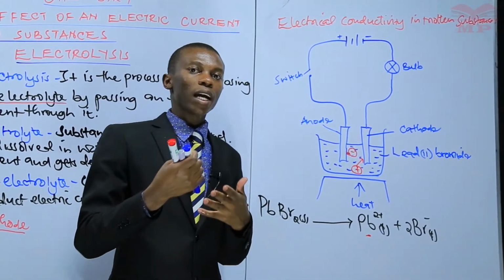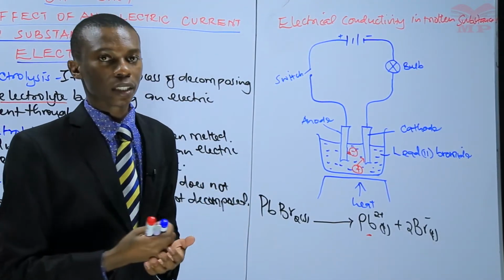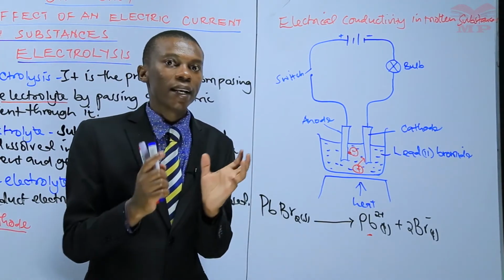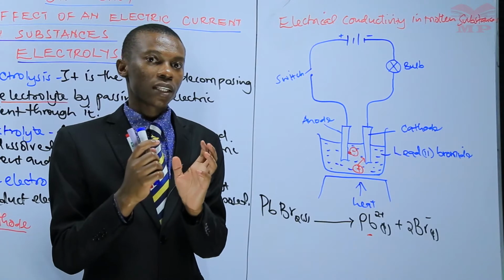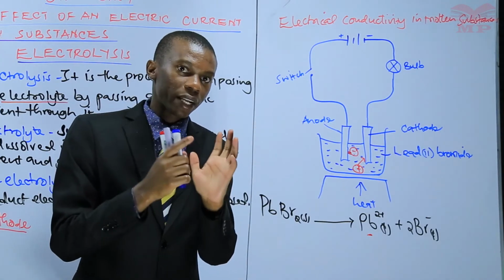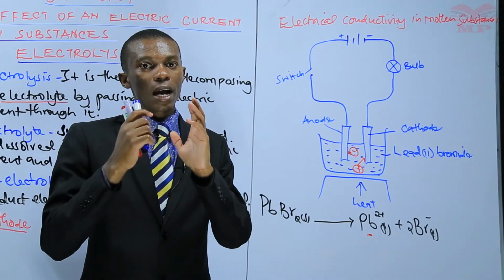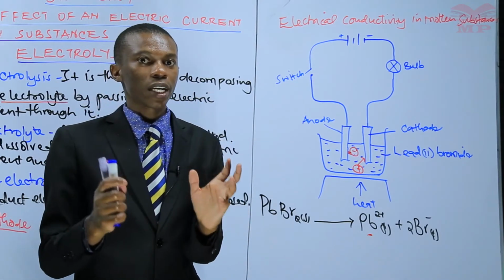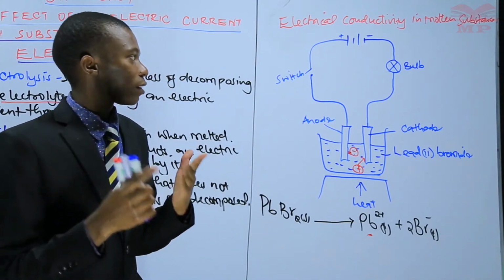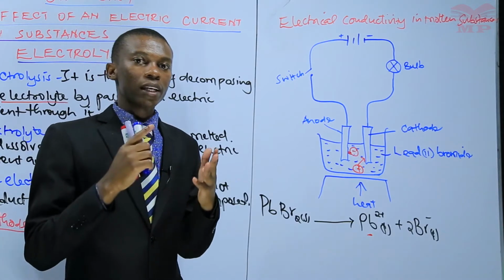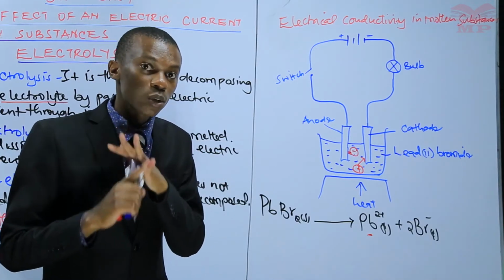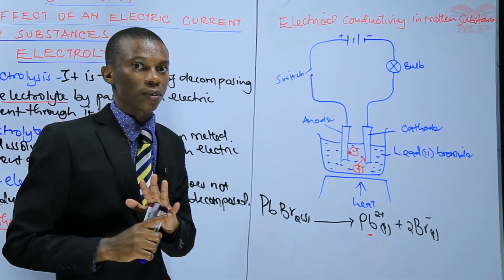Therefore, what happens when the lead ions migrate towards the cathode? The lead ions gain electrons. When they gain electrons, they're now deposited as a gray solid on the cathode. Therefore, at the cathode, the observation after some time will be a gray solid being deposited on the surface of the cathode. The lead ions gain electrons, and they're deposited as a gray solid at the cathode.